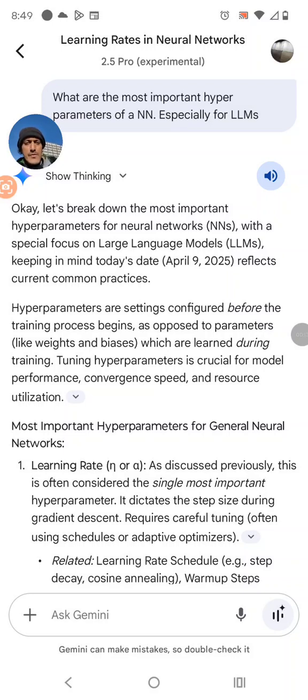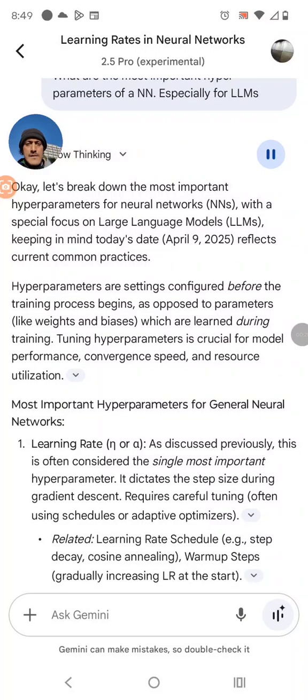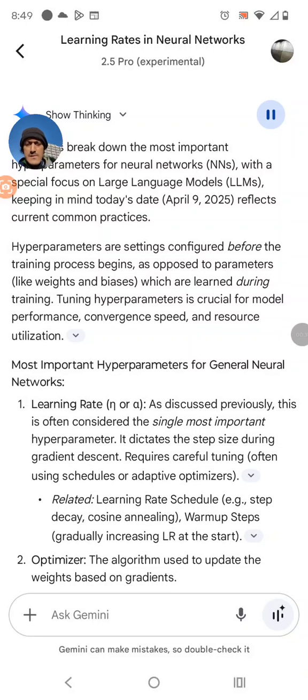So let's see what we got here. Neural networks, NNs, with a special focus on large language models, LLMs. Keeping in mind today's date, April 9th, 2025, reflects current common practices. Hyperparameters are settings configured before the training process begins, as opposed to parameters, like weights and biases, which are learned during training. Tuning hyperparameters is crucial for model performance, convergence speed, and resource utilization.